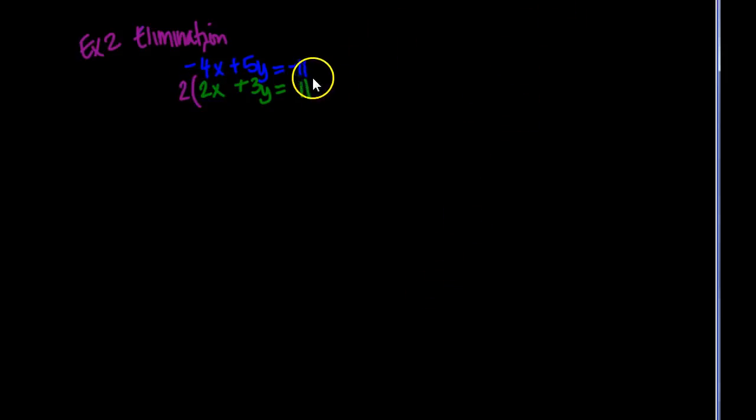Now listen very carefully, you have to do the entire equation by 2, not just the number in front of x, the whole equation. All right, so let's do that. We're going to leave the top equation just like it is, -4x plus 5y equals -11. And the bottom one we will multiply by 2. So that gives me 4x because 2 times 2 is 4. And then I'm going to multiply 3y by 2, which gives me 6y. And then multiplying 11 by 2 gives me 22. All right, so here's what my equation looks like now.